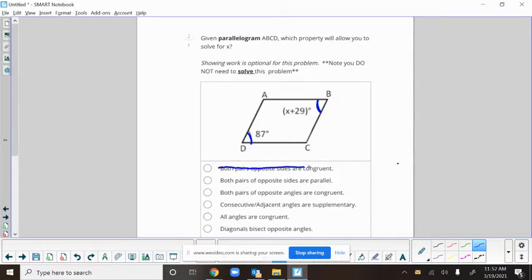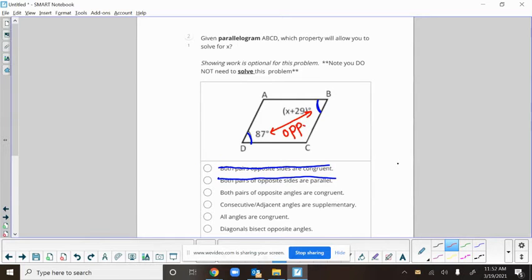So this has to do with sides, this has to do with sides, this has to do with angles, and this has to do with angles. So the first two options are already out. Now you have to think about what kind of angles they're giving to you and which property is actually for a parallelogram. So because angle D and angle B are diagonal from each other, these are considered opposite angles.